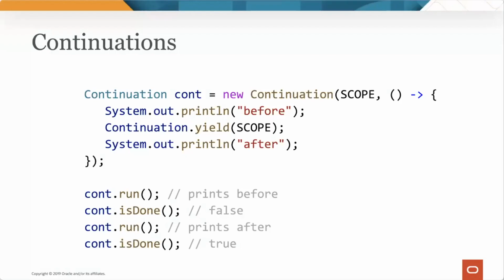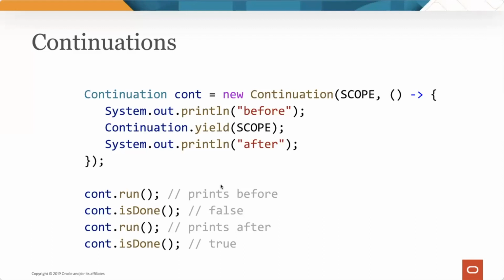Right, so this is just to give you a sense of how they would work. This would be the body of a continuation: it prints before, then we yield, and then we print after. We call continuation run, and we'll just print before. The second time we call run, we'll print after, and then isDone is going to be true.